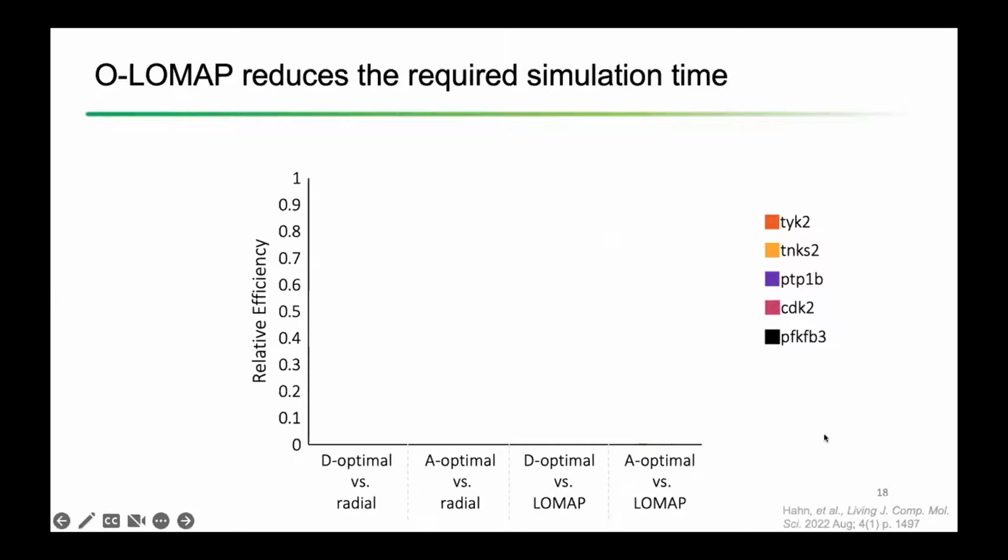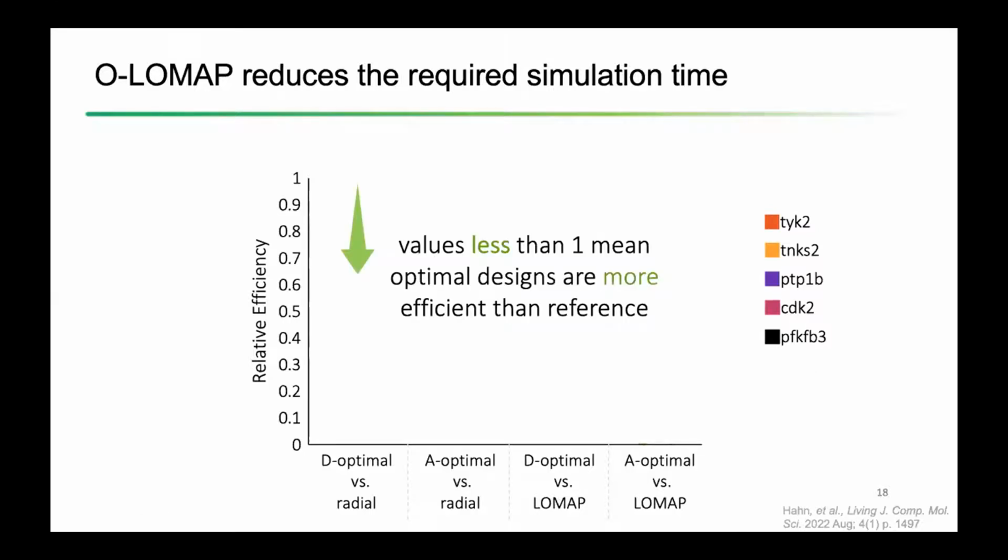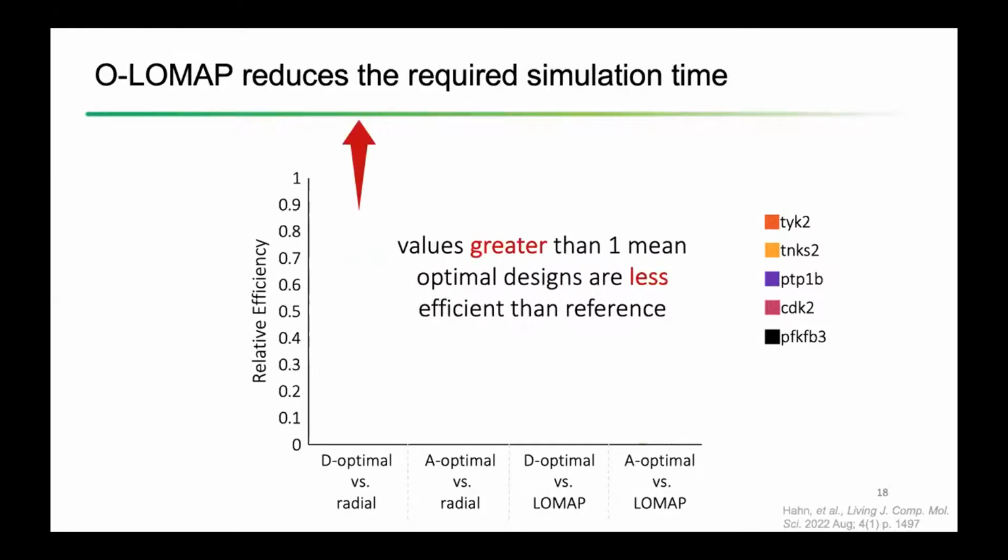And then finally, O-LOMAP also reduces the total simulation time required. And this is based on a theoretical prediction just from information that's embedded within the designs. And so I measured the efficiencies of 5 different protein ligand benchmarking sets. And if you see a value of less than 1, it means that the optimal designs are more efficient than the reference, which are simple radial graphs and also LOMAP graphs. And if you see a value greater than 1, it means that the optimal designs are less efficient or predicted to take longer to converge.